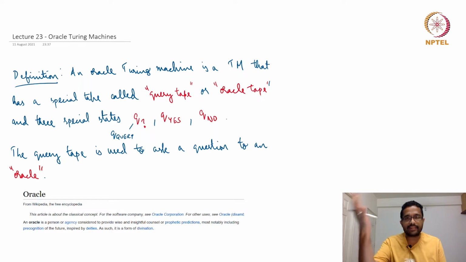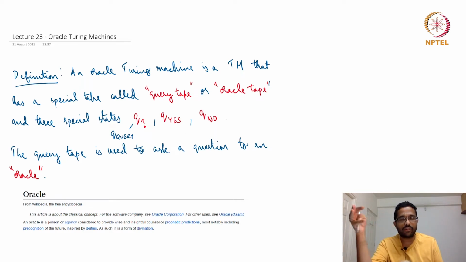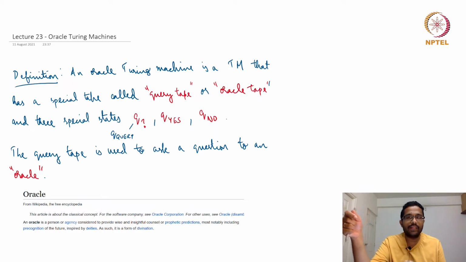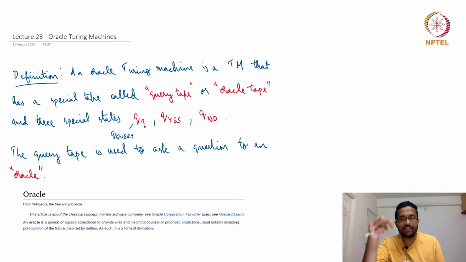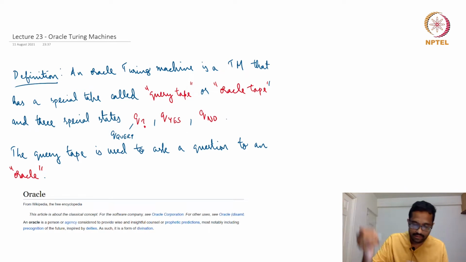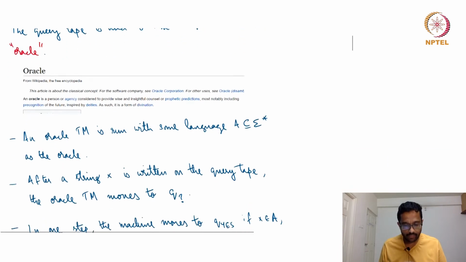In the next step, the oracle gives the response. How does the oracle give the response? It will look at the query tape, or the oracle tape. It doesn't need time to read or anything; it's just one step. Then it will immediately move the Turing machine to the yes state or the no state. These yes and no states are also special states. So all three are special states: Q query, Q yes, and Q no. If it is a yes instance, it will move to Q yes. If it's a no instance, it will move to Q no.